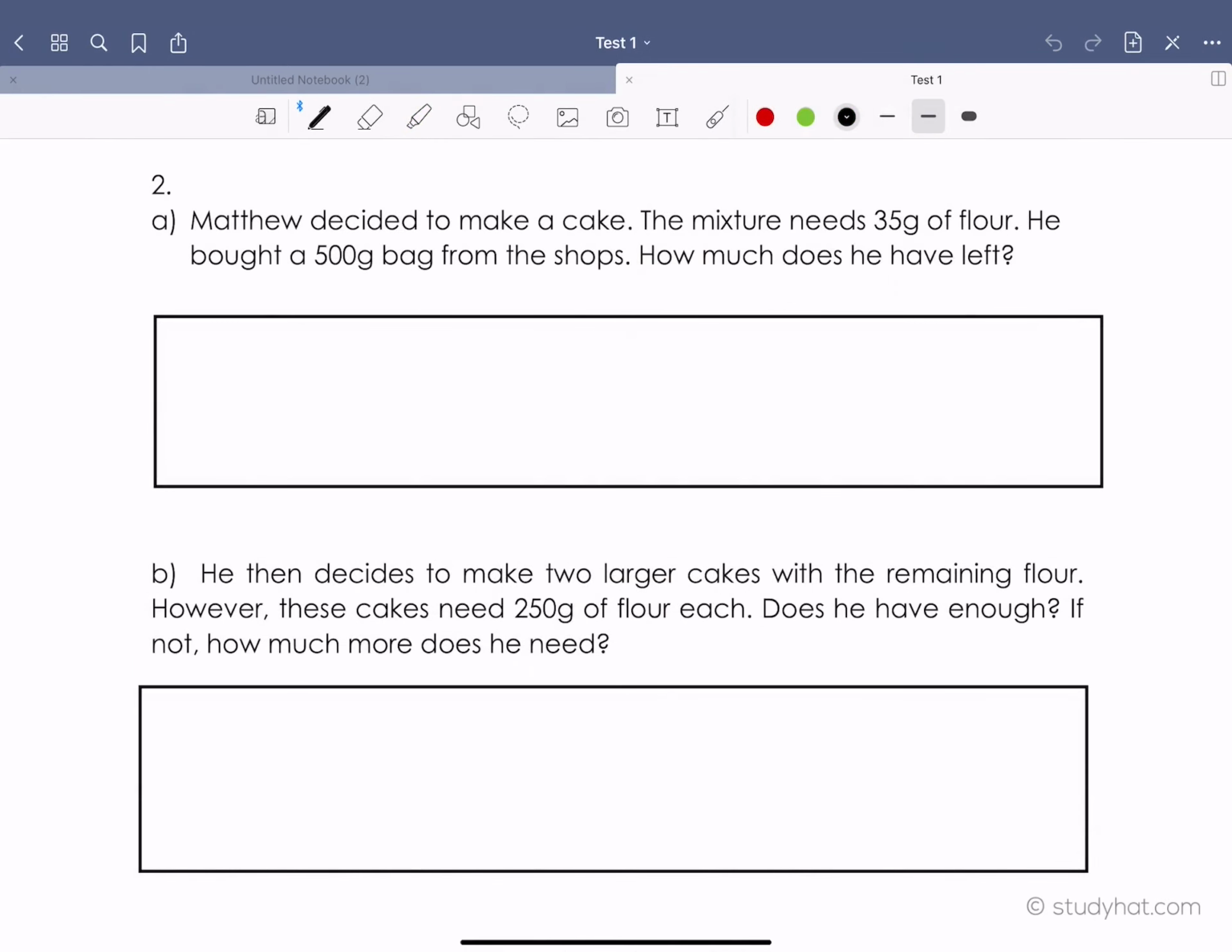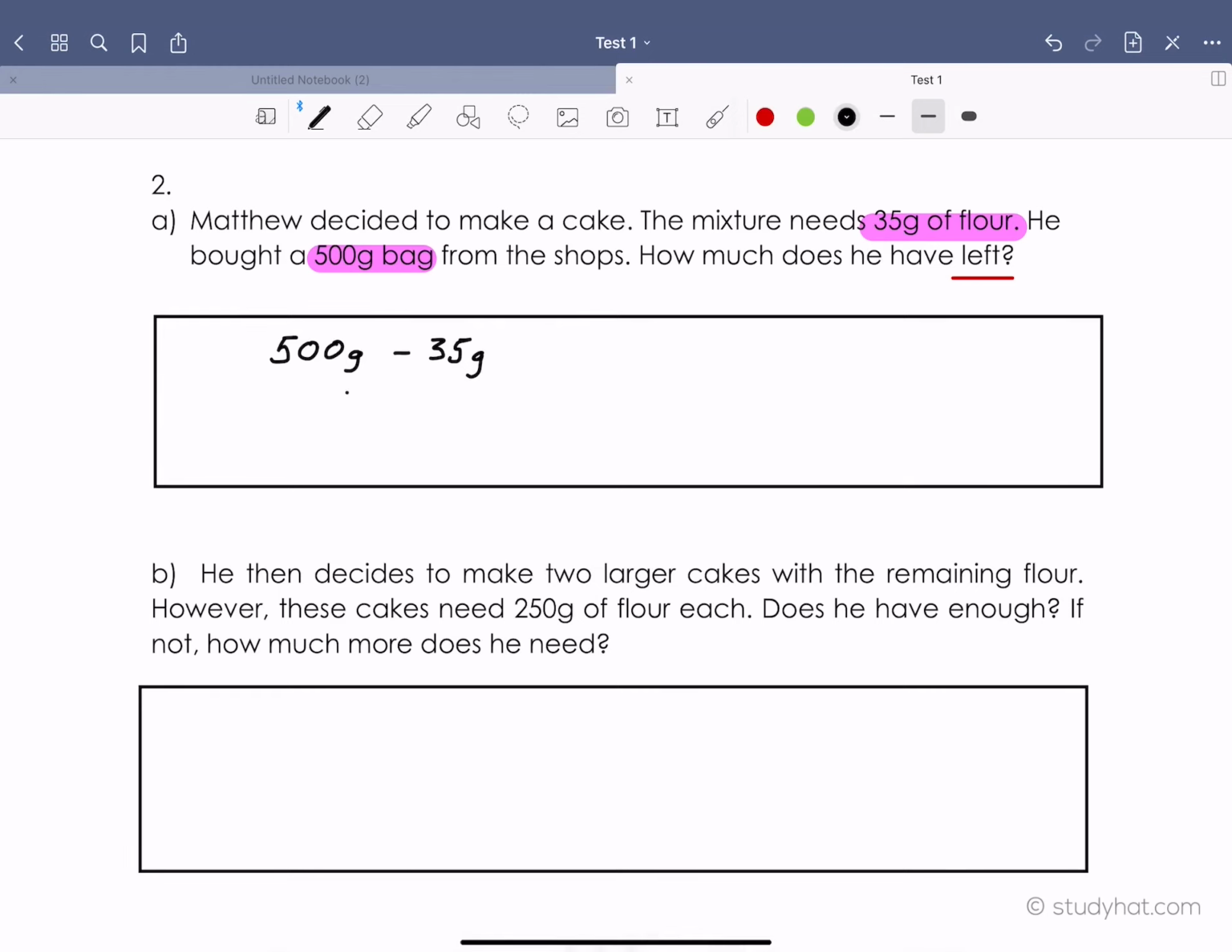Okay, question 2. Matthew decided to make a cake. The mixture needs 35 grams of flour. He bought a 500-gram bag from the shops. How much does he have left? So when we see a word like left, we're probably going to have to do a subtraction. So he had 500 grams and he's used 35 grams. So how much has he got left?